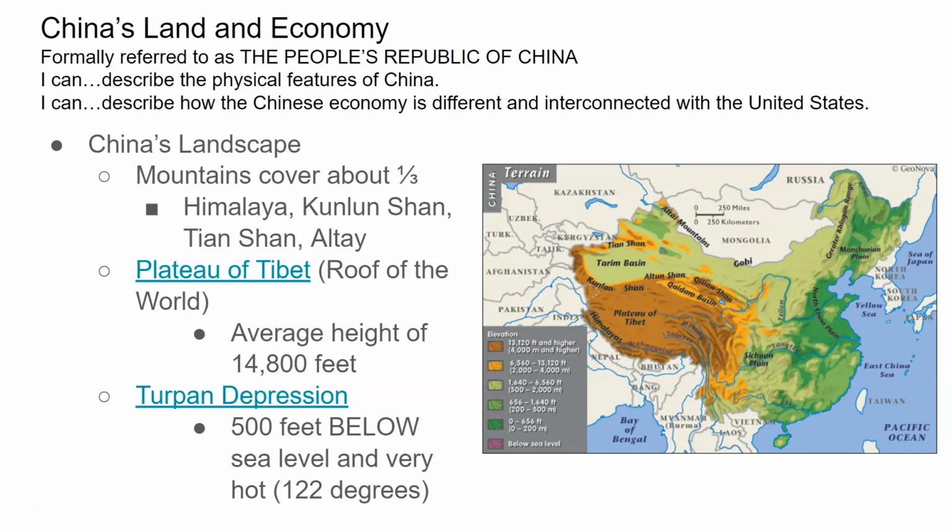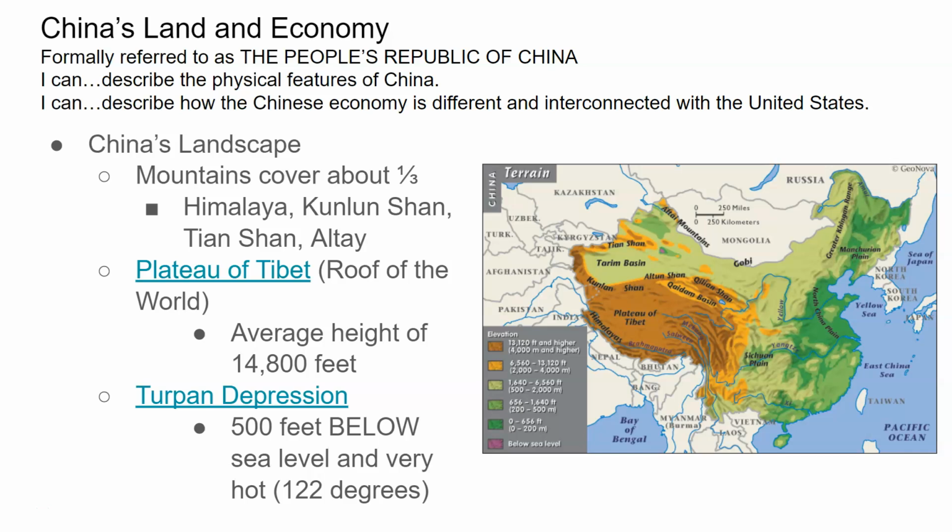So we're going to be talking about the land of China as well as its markets and other features of its economy. Formally, I do want to say that the nation we will refer to as China, its formal name is the People's Republic of China. And again, that speaks certainly to its political outlook, but also the importance it places on its people.